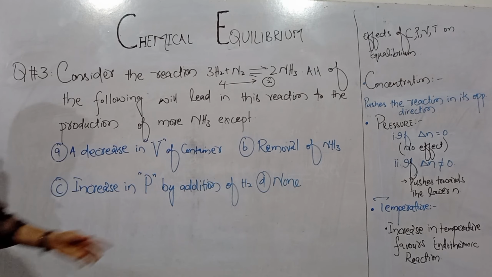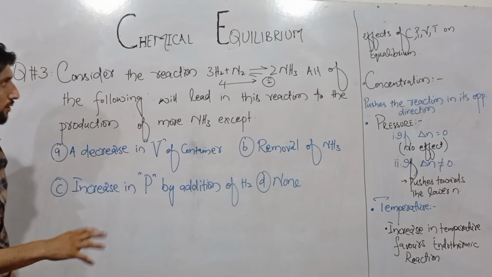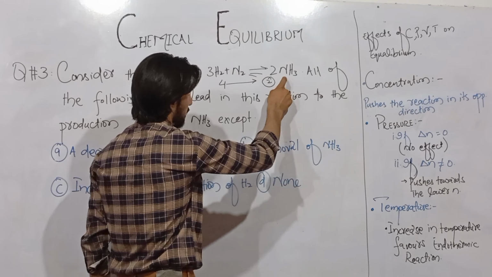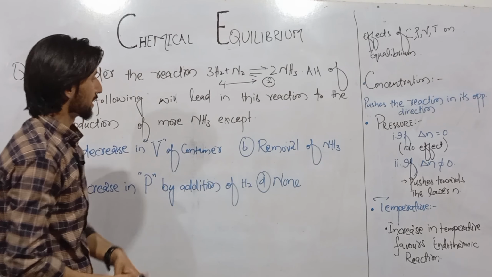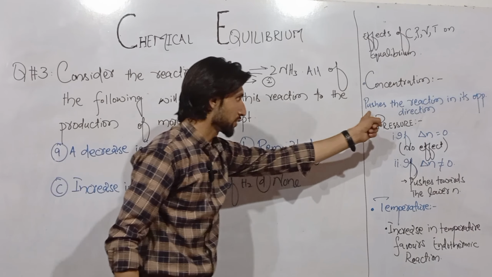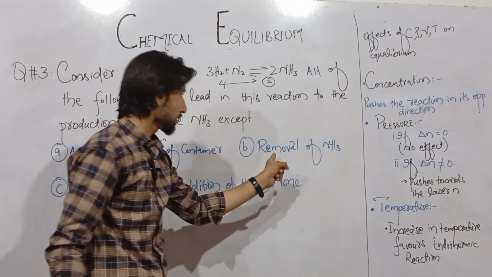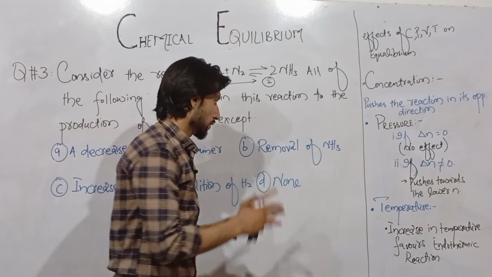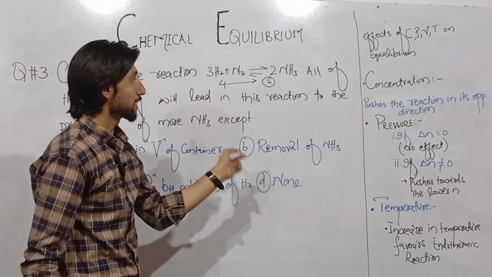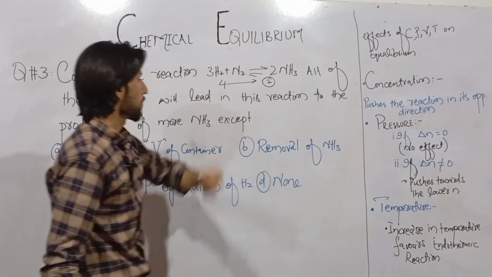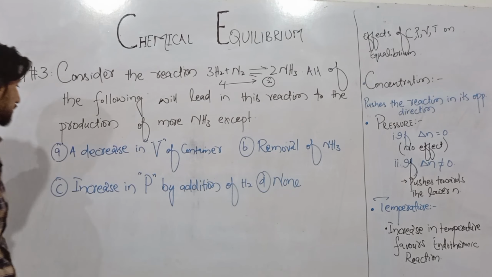So this is not our choice because it is favoring the production of ammonia. Second, removal of ammonia. Removal of ammonia means you are decreasing the concentration. Increase in concentration favors the reaction in its opposite direction. Decrease in concentration of a substance favors the reaction in its direction. So if you remove ammonia, the reaction will go forward. So this too is not our choice.